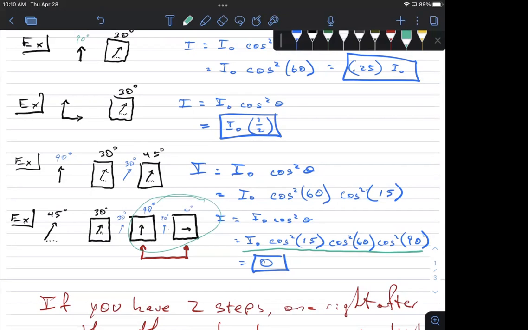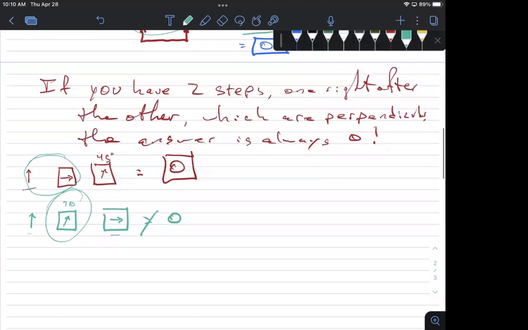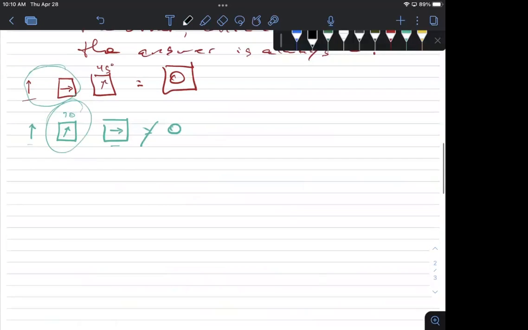Normally, for every filter you have, there's a cosine squared theta. The only time that's not true is when you have unpolarized light. If you have unpolarized light, the first filter is only a half. Now, I better do an example just to be clear. What if we have more than one filter? So this will be our last example.